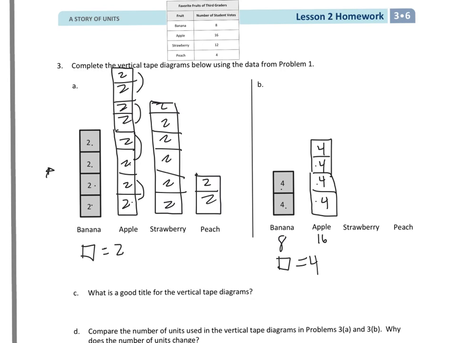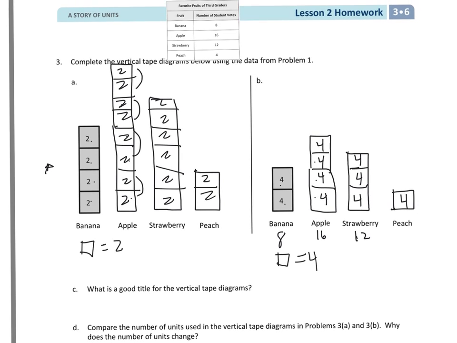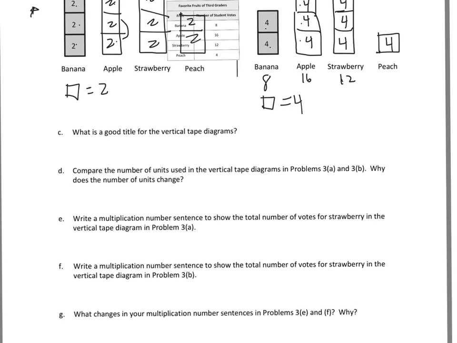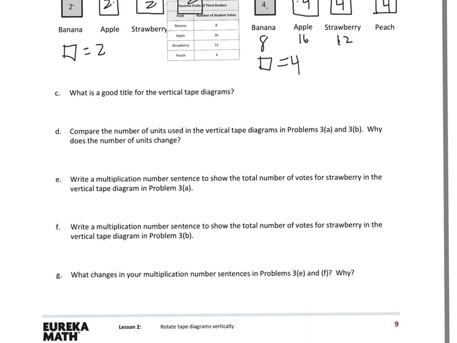Now I need to get 12 on this, so I'm going to draw up to 12. And I'm going to put 4s in there and count by 4s, 4, 8, 12. And then my last one is just 4, so it's just one box of 4. So we'll go down and we'll answer a few questions down below.